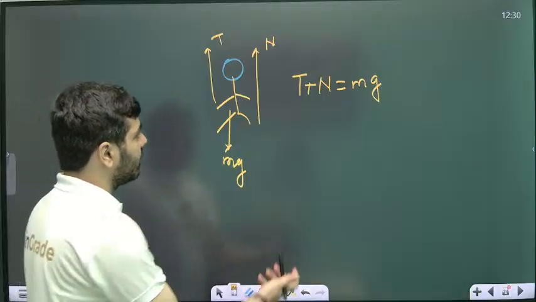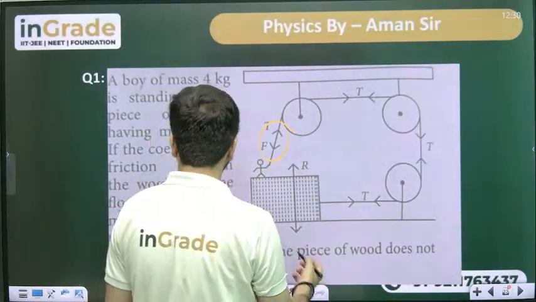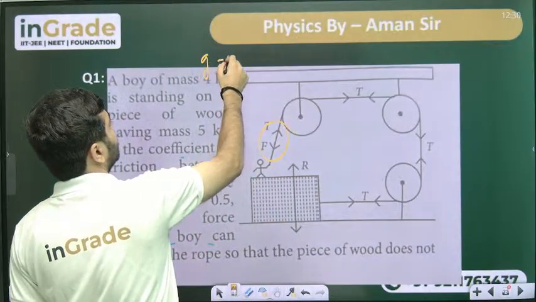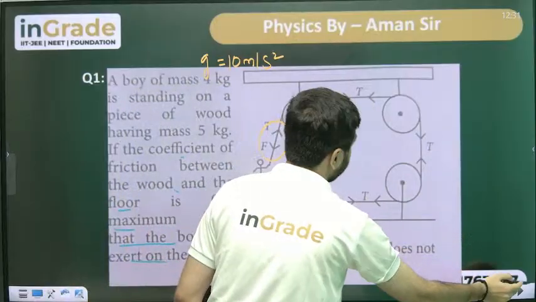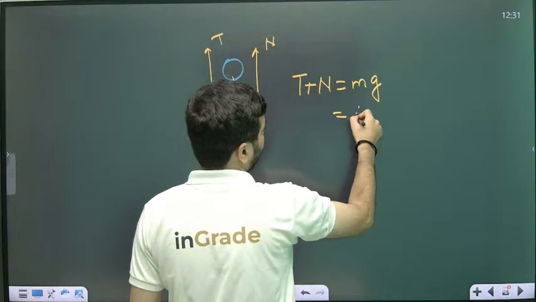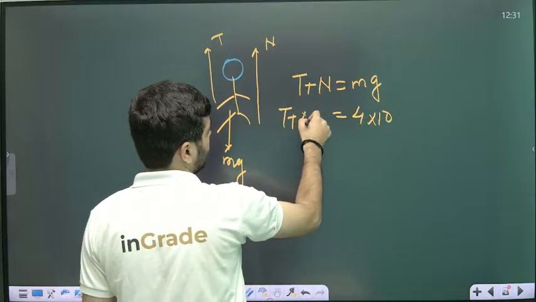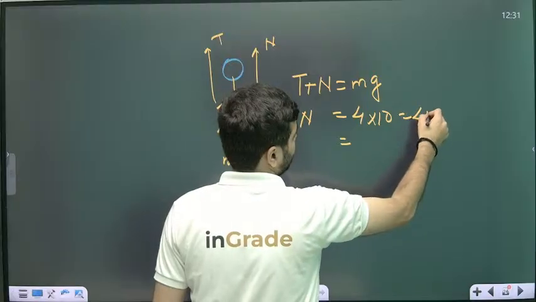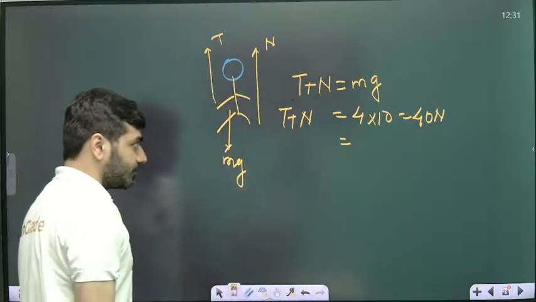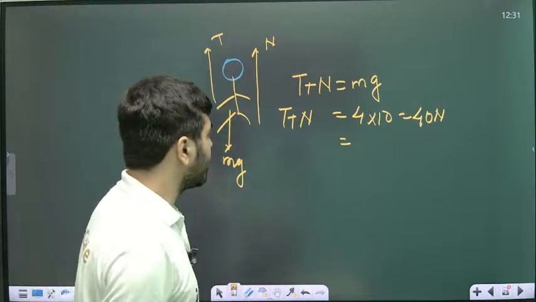The mass of the boy is given as 4 kg, and g will be 10 meter per second square, let's say. So 4 into 10, simply T plus N equals 40. Now let's plot the free body diagram for the wood.